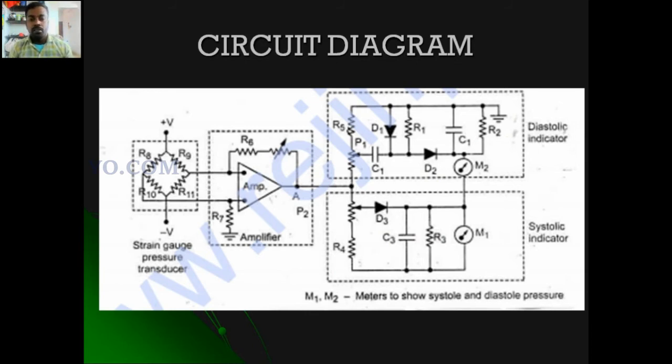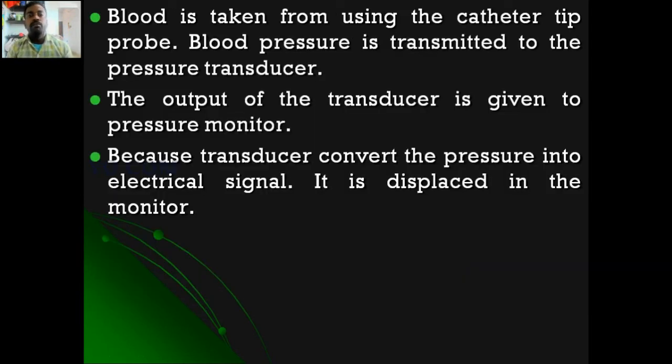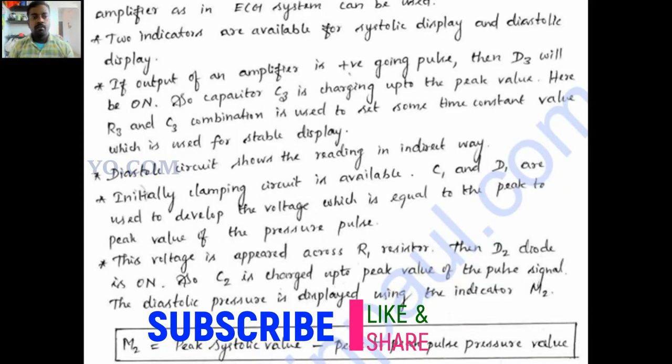And three capacitors, C1, C2 and C3, are used in these circuits. Let us see how it works. The blood pressure is taken using the heart catheter tip probe. The blood pressure is transmitted to the pressure transducer. Then the output of the transducer is given to the pressure monitor. Because the transducer converts the pressure into an electrical signal, it is displayed on a monitor. It's simple.